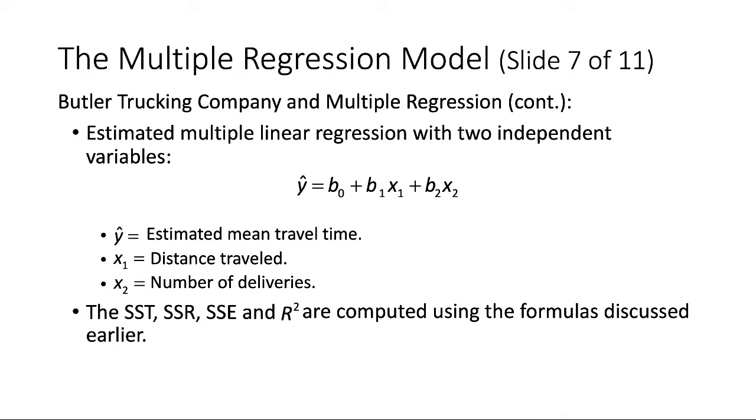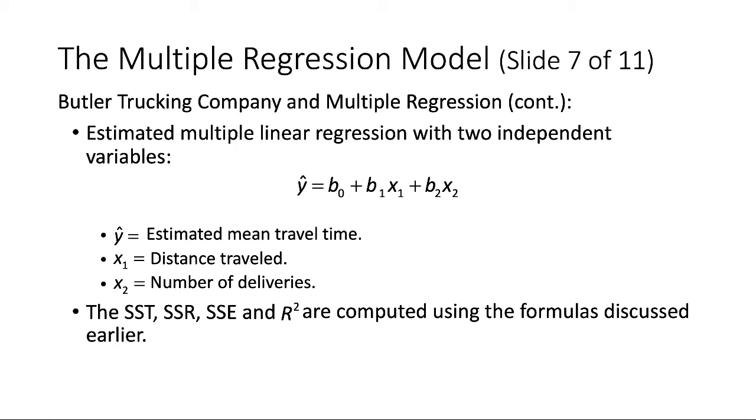In considering other independent variables for the model, the managers felt that the number of deliveries made on a driving assignment also contributes to the total travel time. So they added the number of deliveries for the 10 driving assignments in the original data, and they collected new observations over several weeks.